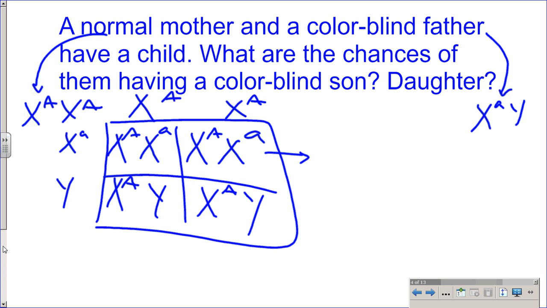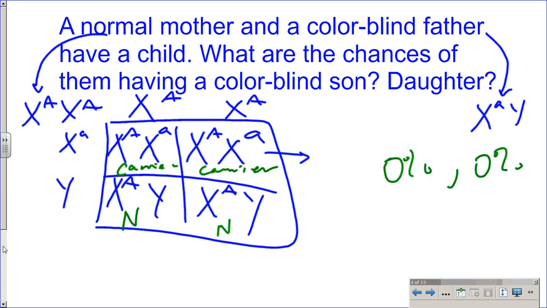So of the daughters, what do you notice? Carrier and carrier. What do you notice about the sons? Normal and normal. So of all the babies, what are the chances of them having a colorblind son? 0%, because neither son has a lowercase a. What are the chances of them having a colorblind daughter? 0, because for the daughter, she has to have 2 little a's.